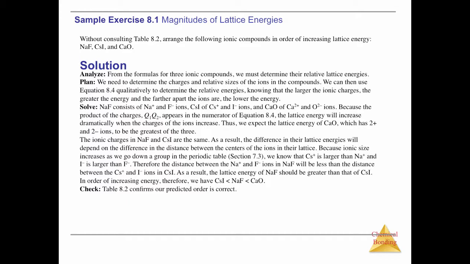Looking at sodium fluoride and cesium iodide, we know that the ionic charges are the same. As a result, the difference in their lattice energies will depend on the difference in the distance between the centers of the ions in their lattice, or in other words, because of their radius. Because ionic size increases as we go down a group in the periodic table, we know that cesium is larger than sodium, because cesium is at the bottom of the table, and also that iodine is larger than fluorine.